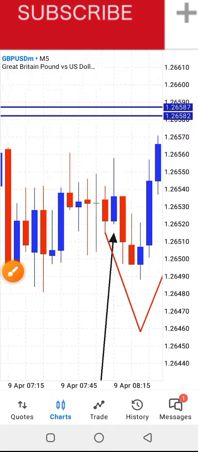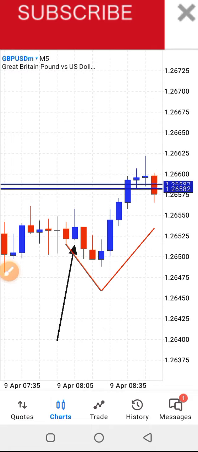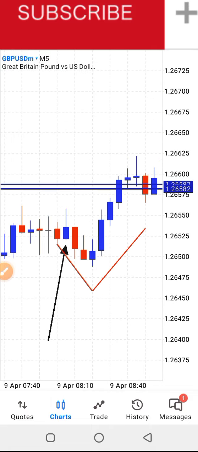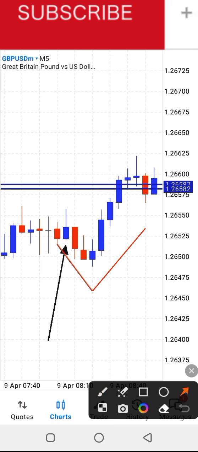Okay, so let's see. I have another example right here. So what happened? What played out right here? Same thing. You're going to see several trades in a day with this strategy. Remember, this is the 5 minutes time frame. See, this is a blue candle.